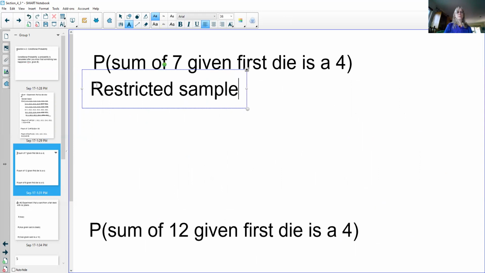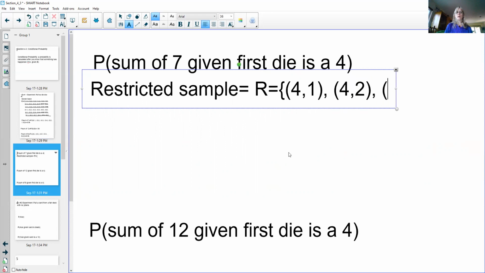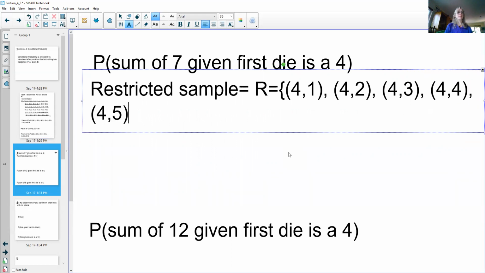And the restricted sample space is always the information that comes after the given. I've been told the first die is a 4. So I have this new sample space. If you want to call it R, for restricted, you can, but you don't have to. And that is going to be all the ways of getting a 4 on the first die: 4,1; 4,2; 4,3; 4,4; 4,5; and 4,6. And this is now my new sample space.